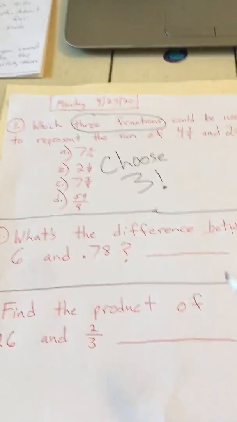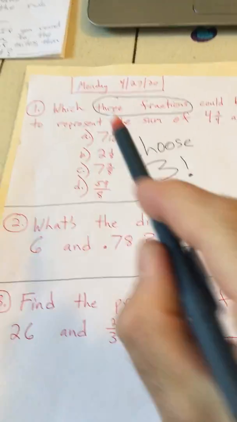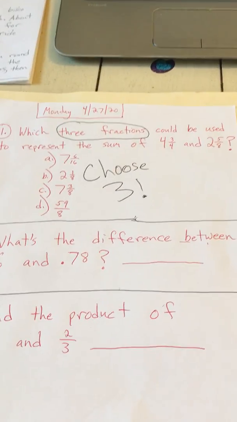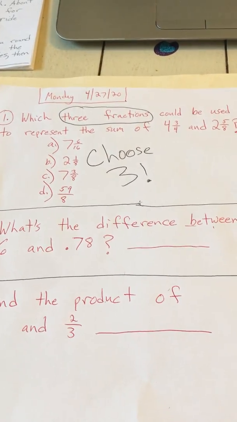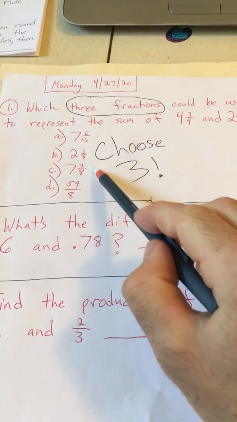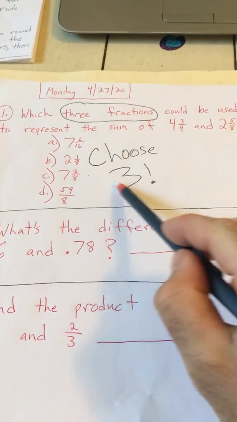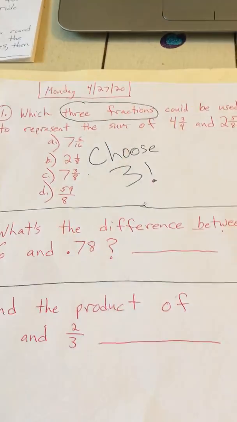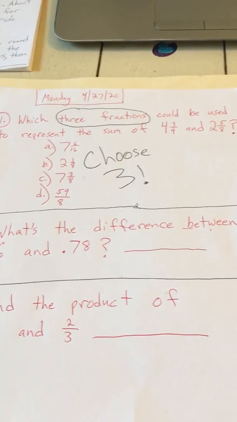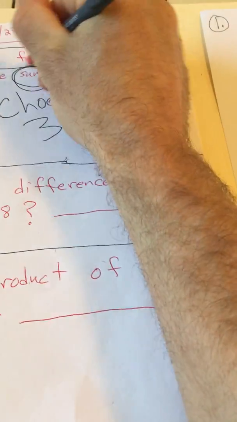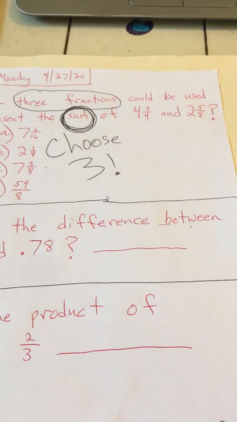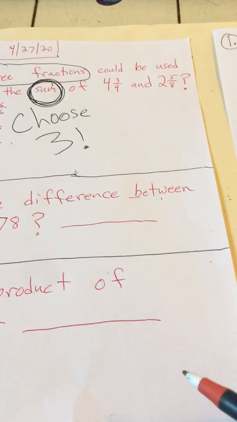Because it's easy to get excited when you find the answer to this and you see that the answer is there. It's easy to get excited, choose it, and move to the next one a little too quickly. So I give myself lots of clues to make sure that I choose 3, because we need to choose 3 of these, okay? So which 3 could be used to represent the sum, so this is telling us what operation to do, of 4 3/4 and 2 5/8.